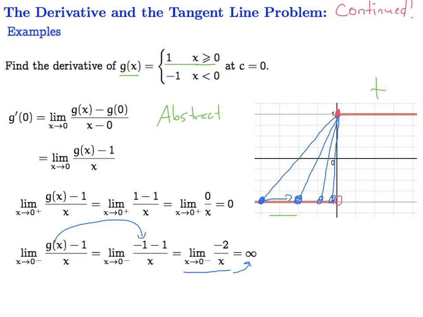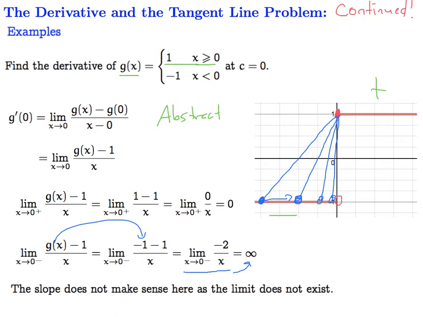Now actually this is junk. What we're going to say here is this doesn't make sense and the slope is not defined. So the slope doesn't exist here, the limit doesn't exist, so the derivative does not exist.